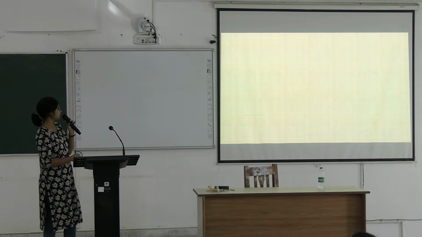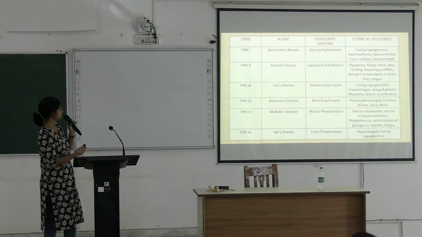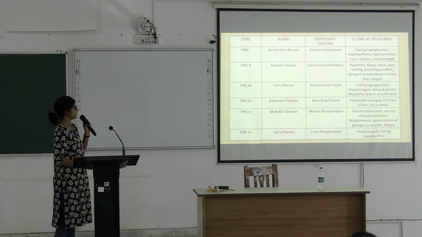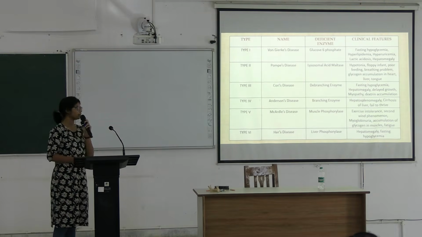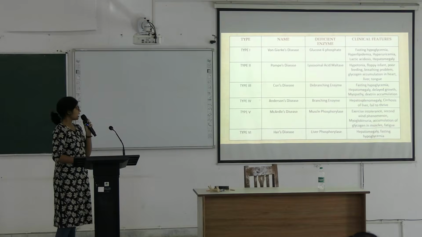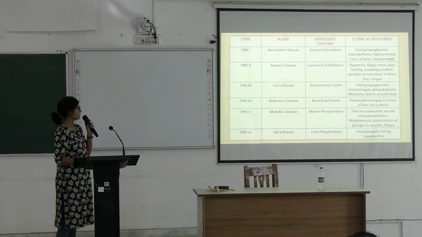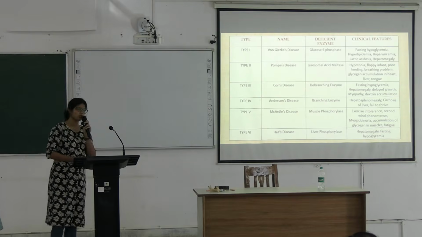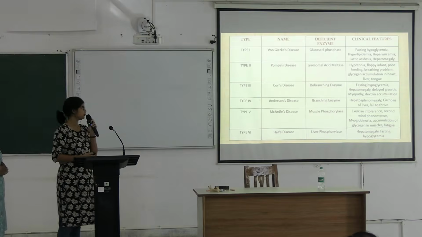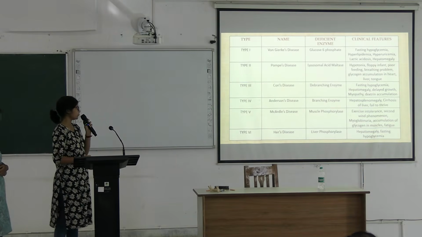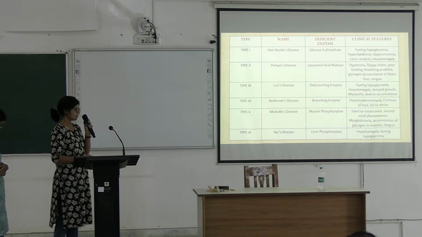Next, we have a table summarizing all the diseases mentioned in the previous slide. It says type 1, von Gierke's disease, which occurs due to deficiency of the enzyme glucose 6-phosphatase. The clinical features seen here are fasting hypoglycemia, hyperlipidemia, hyperuricemia, lactic acidosis, and hepatomegaly. Type 2, also known as Pompe's disease, occurs due to the deficiency of lysosomal acid maltase enzyme. The clinical features are hypotonia, floppy infant, poor feeding, breathing problems, and glycogen accumulation in heart, liver, and tongue.